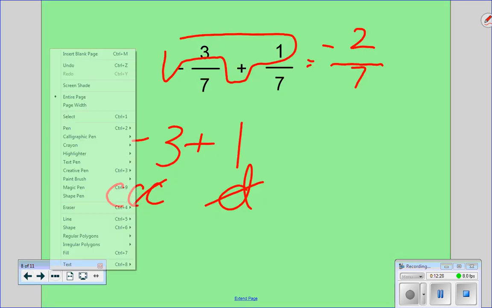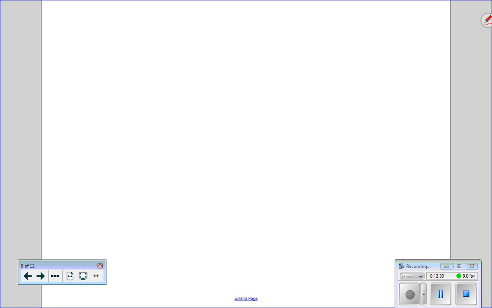Let's do another adding one. Okay, so let's do negative 5/8 plus 2/8. You try it yourself. Negative 5/8 plus 2/8.